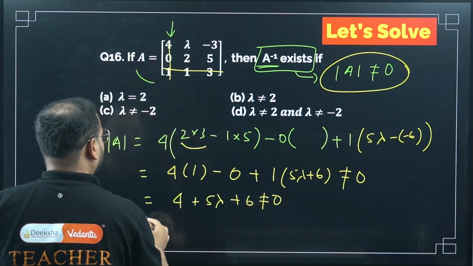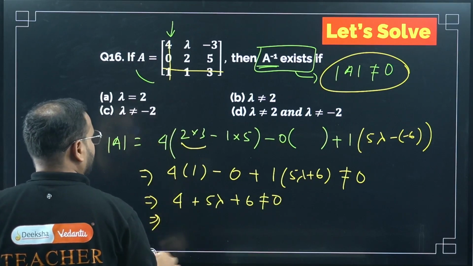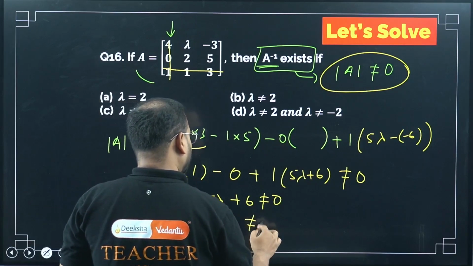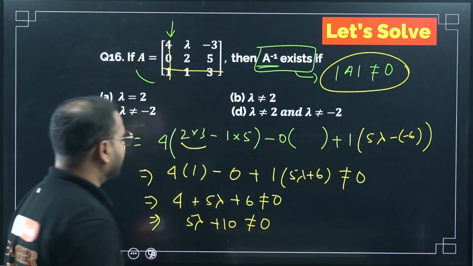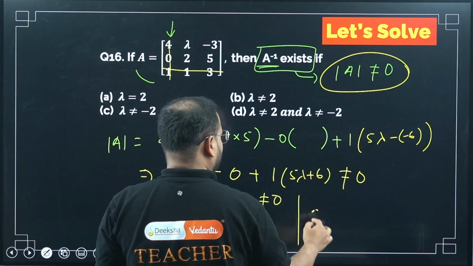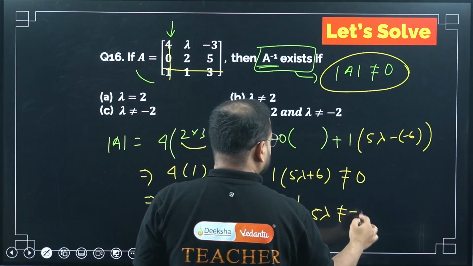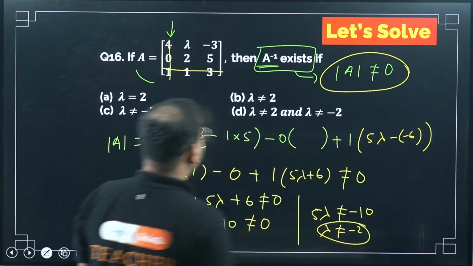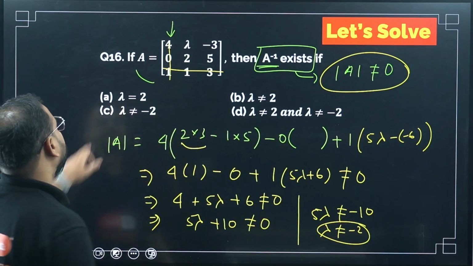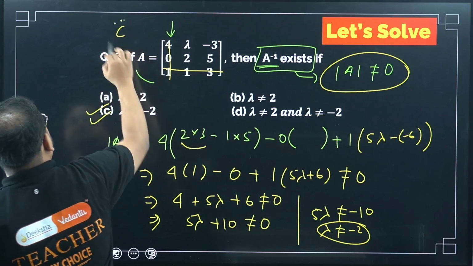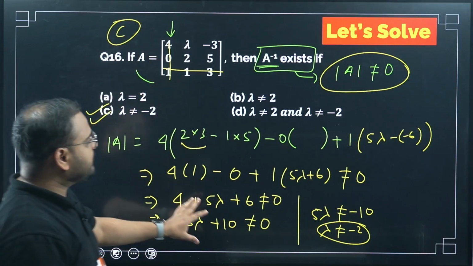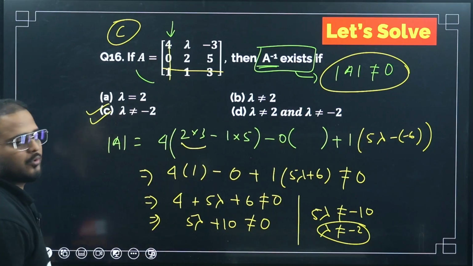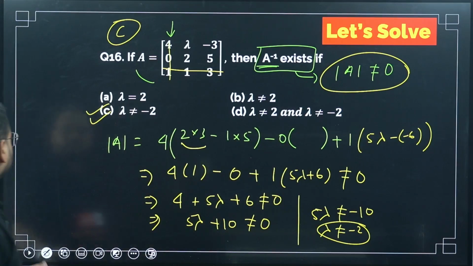So I get 5 lambda plus 10 should be not equal to 0. Bringing that over, 5 lambda should be not equal to minus 10. So lambda should not be equal to minus 2. Option number C. Simplify this, use this condition, find the determinant, and get the answer as lambda not equal to minus 2. Very, very simple. Let's move to the next problem.